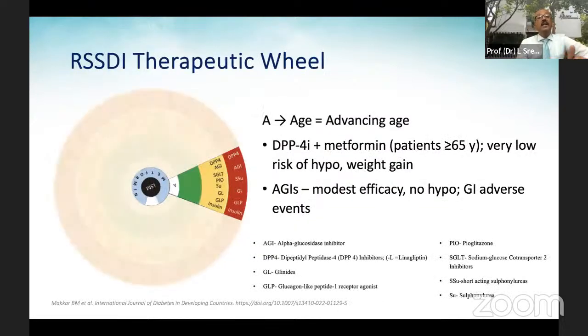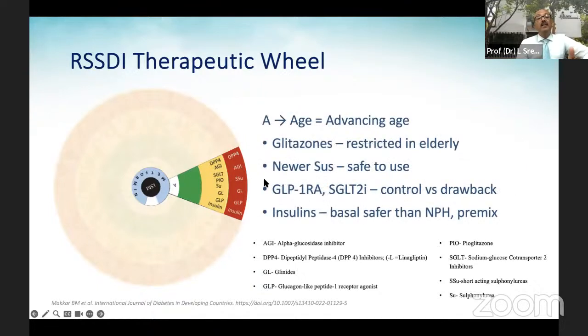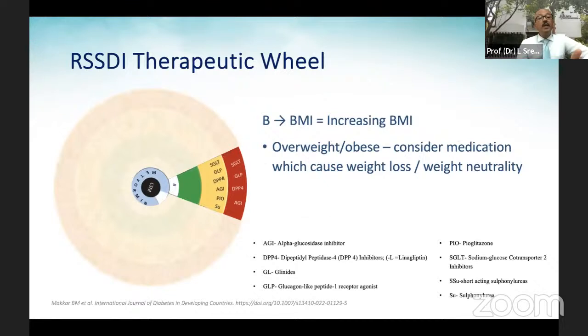So to use this therapeutic wheel, let me just show an example. Based on the age, if it's advancing age, then you have the DPP-4, metformin, AGIs. You can see this. And similarly, glitazones restricted, newer SUs safe to use, GLP-1s control, insulins basal safer than the premix. When you move to the B, the BMI, increasing BMI, you can see the overweight or obese, consider these classes of drugs, and of course the next step would be these.